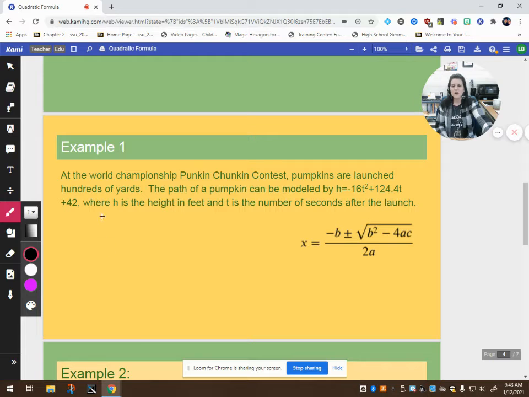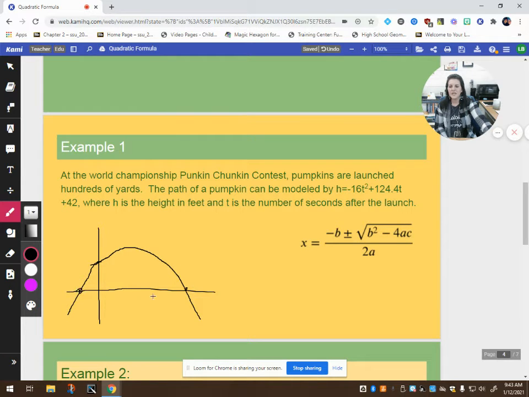If we are talking about our pumpkin chunkin contest and we're imagining this parabola, this plus 42 is where it crosses the y-axis. So I know that it must be launched from 42 feet in the air, which doesn't really make sense to me, but that's okay. So at time 0, it's 42, and it reaches its height somewhere and then drops back down to the ground. So we've got a couple roots here.